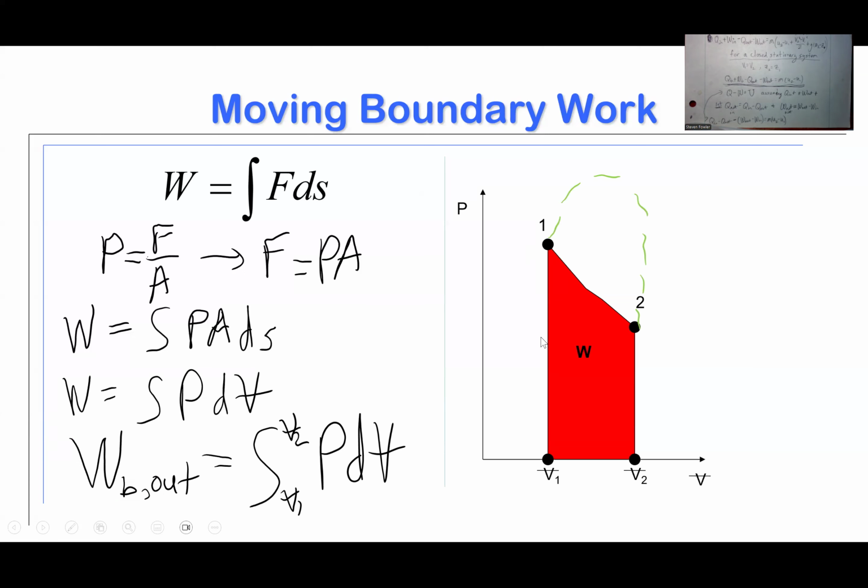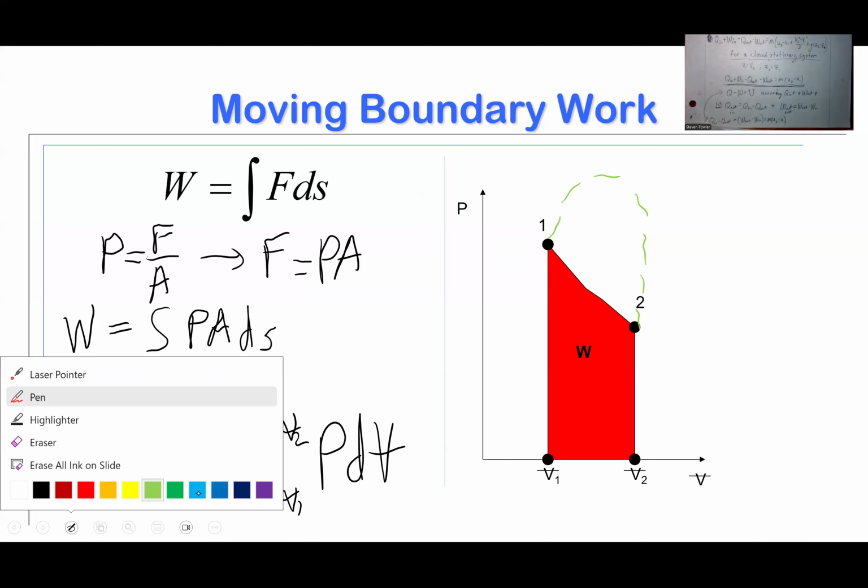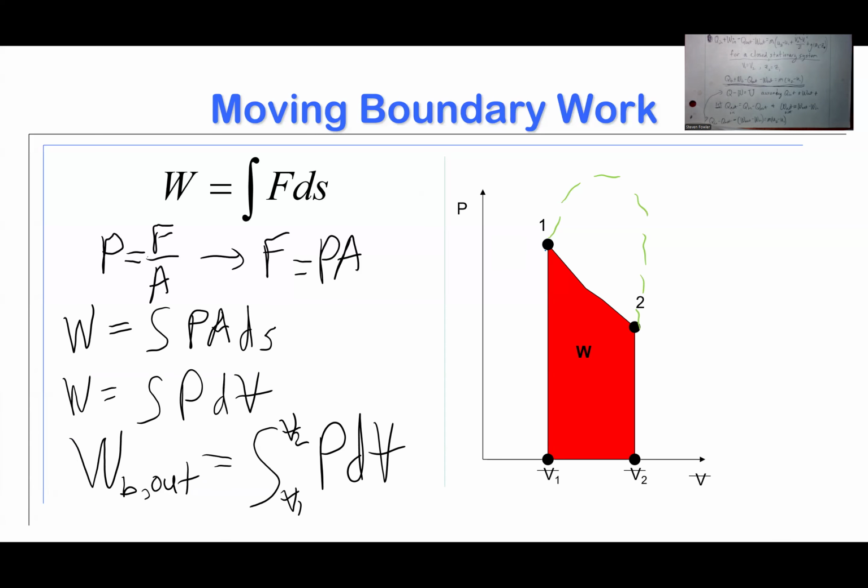Right? But again, the area bound by a curve represents the integral. If I integrate pressure with respect to volume, that represents the amount of work done to get from point 1 to point 2, and that quantity is path dependent. If I put another color in here, if I went like this, that's a different amount of work, right? So how I get from 1 to 2 is important.